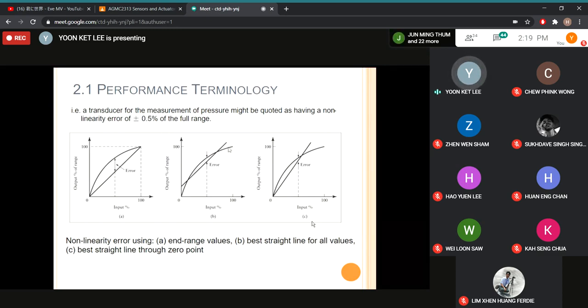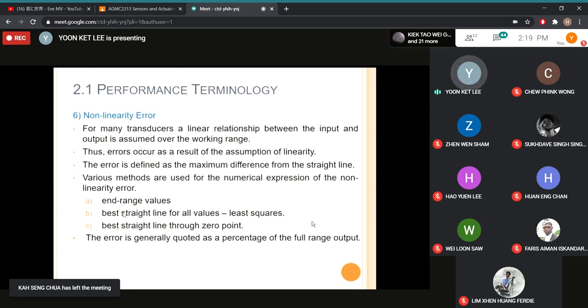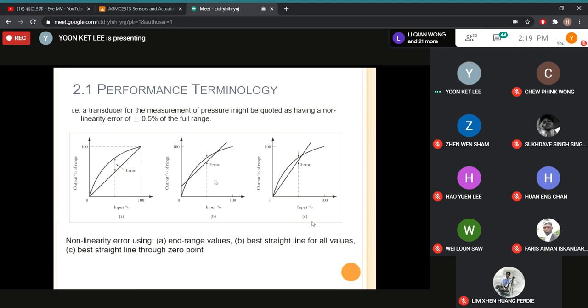If I have this type of thing, then what I try to do is the best fit. I think normally we apply this one. We try to find the best straight line for all values, I mean the least square. What you do is balance out the number of points here and the number of points here, so you draw the middle line. When you draw the middle line, the best straight line for all values, this is the error that you get in reality.